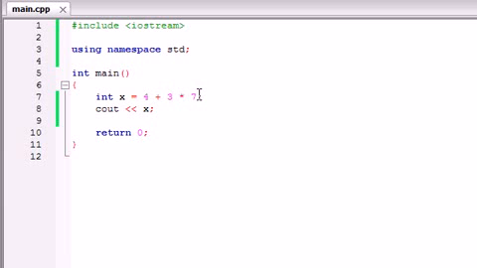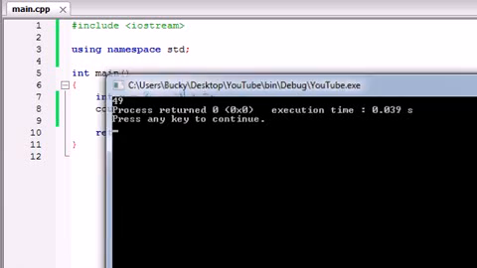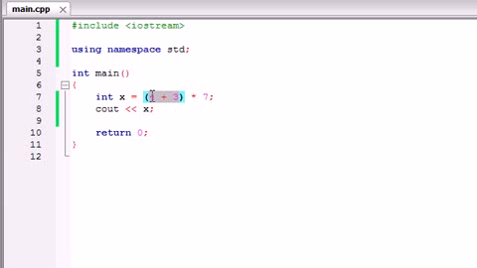If you want to explicitly say 4 plus 3 first, you need to surround that in parentheses. Now when you build and run this, it runs your parentheses first: 4 plus 3 equals 7, times 7 equals 49. So remember the rule: parentheses first, then your multiplication and division, and then your addition and subtraction. If you get confused, it's called the associative property. You should have learned it in 8th or 9th grade math, or maybe 7th grade. I can't remember, it was a long time ago.